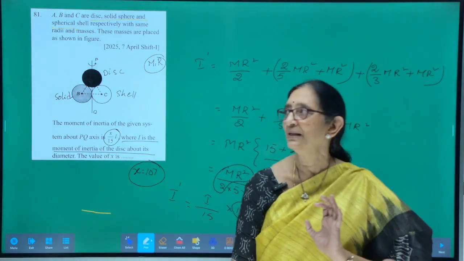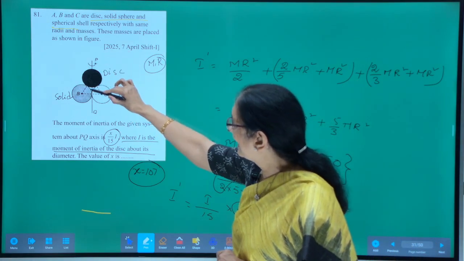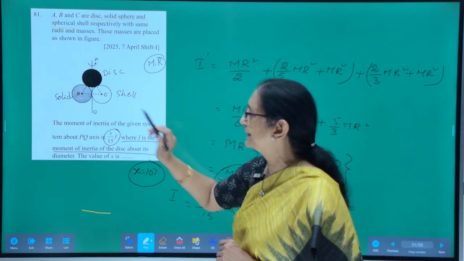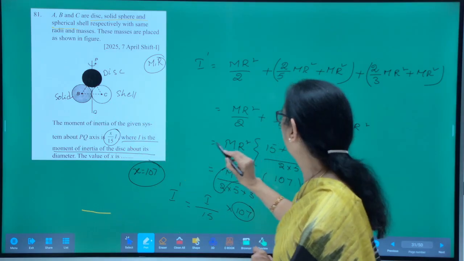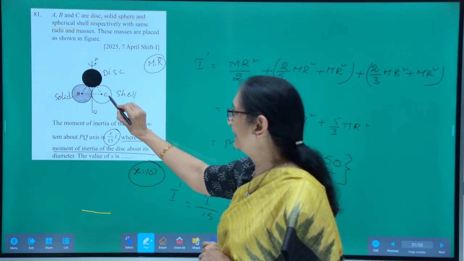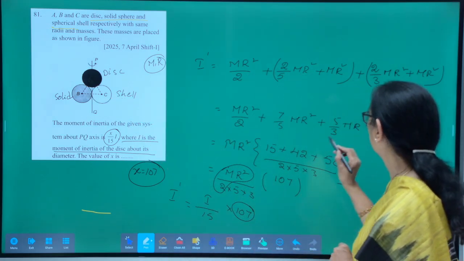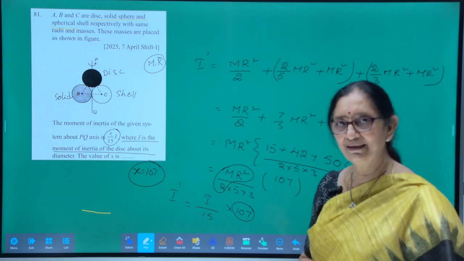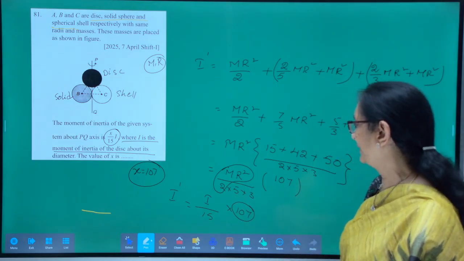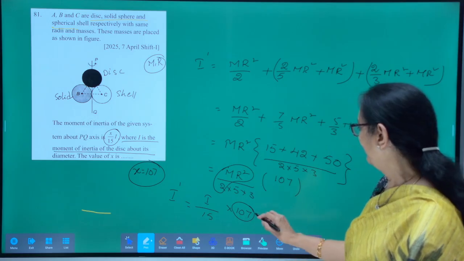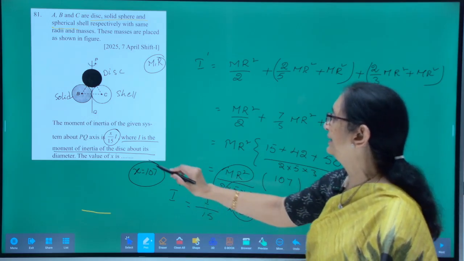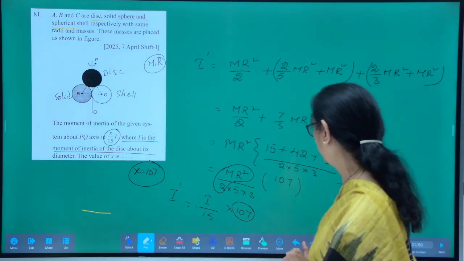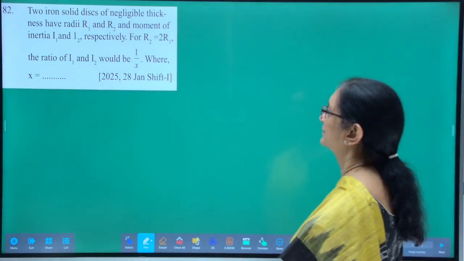Do you understand? So, for the disc, this axis becomes the diameter, mr square by 2. For the solid sphere, this axis becomes the tangential axis, 7 by 5 mr square. For the spherical shell, this becomes the tangential axis, that is 5 by 3 mr square. That is it. But here mr square by 2 is given as I, so we have just replaced mr square by 2 with I. We got 107 I by 15, but they gave it as I by 15 into x. In place of x, the number is 107. Go to the next problem.